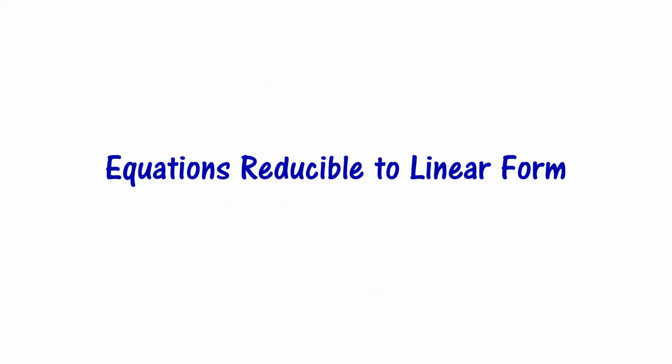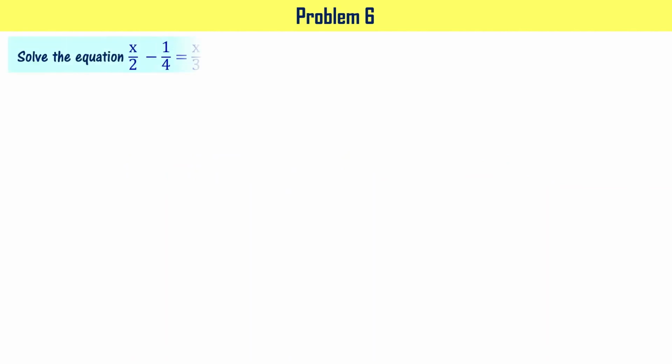Now let us learn about equations reducible to linear form. Solve the equation x by 2 minus 1 by 4 equal to x by 3 plus 1 by 2, right? In this particular equation, the variable x is on both the sides, but we are not sure whether it is a linear equation or not, right? But anyway, let's try to reduce this equation to linear equation form and then apply our known methodology.